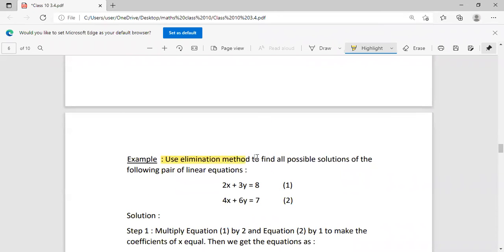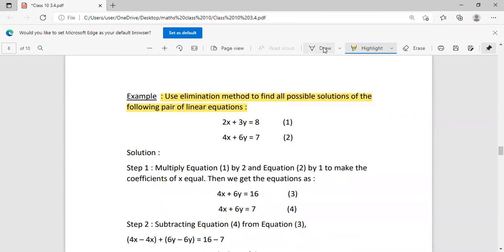See the question. Use elimination method to find all possible solutions of the following pair of linear equations. You are directly given two equations, so we don't have to form the equations as we had seen earlier. Let us see how we can solve it. It is given that 2x plus 3y is equal to 8, equation 1, and 4x plus 6y is equal to 7, equation 2.